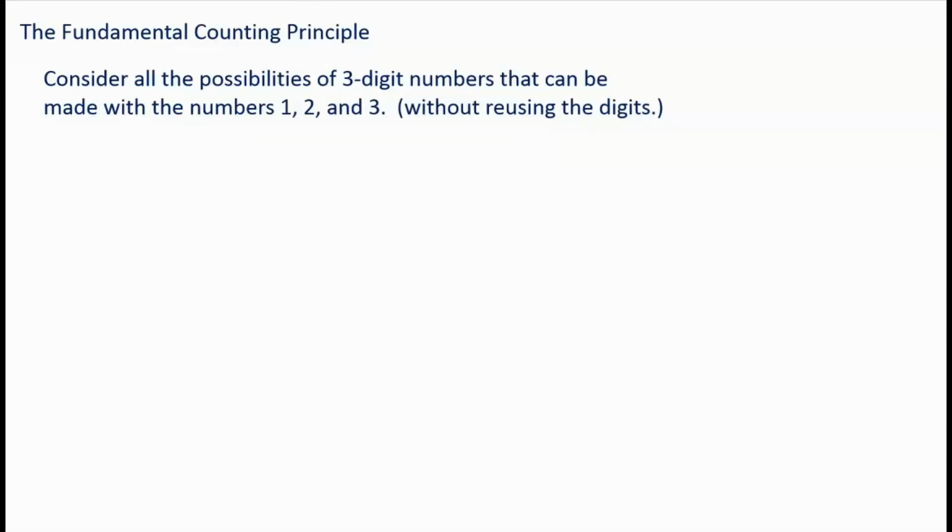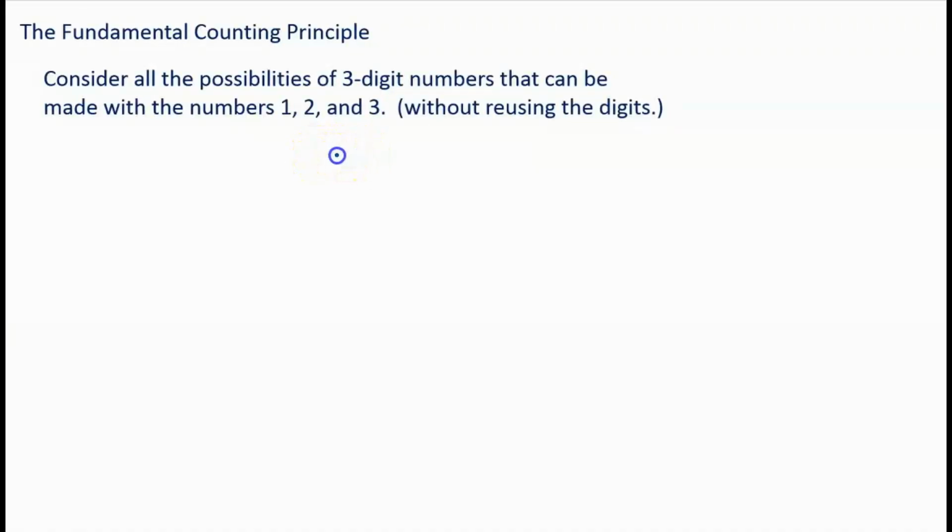So consider all the possibilities of three-digit numbers that can be made with the numbers 1, 2, and 3. Notice we need to know whether we can reuse the numbers or not, so I put in parentheses without reusing the digits. So remember what we did. The first thing we did is we say, okay, we're making a three-digit number, right? How many tasks is that? How many things do we have to do to build a three-digit number?